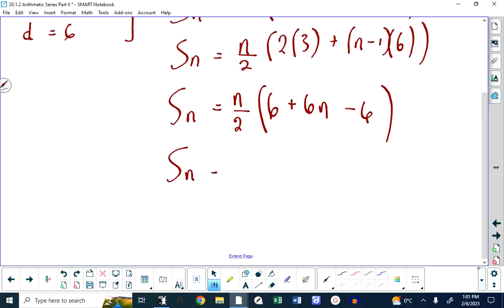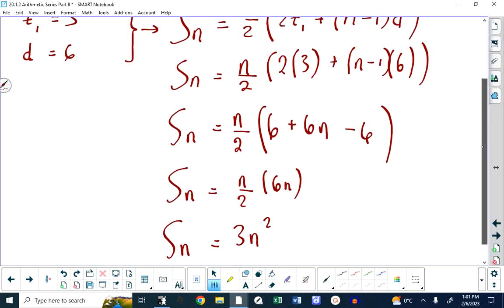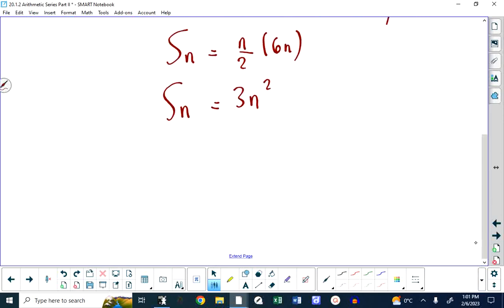I get Sn equals n over 2 times 6n. n times n is n squared. 6 divided by 2 is 3. It's hard to believe. I find it hard to believe. 3n squared. Here is our series. 3 plus 9 plus 15 plus 21. Is that it? Okay.